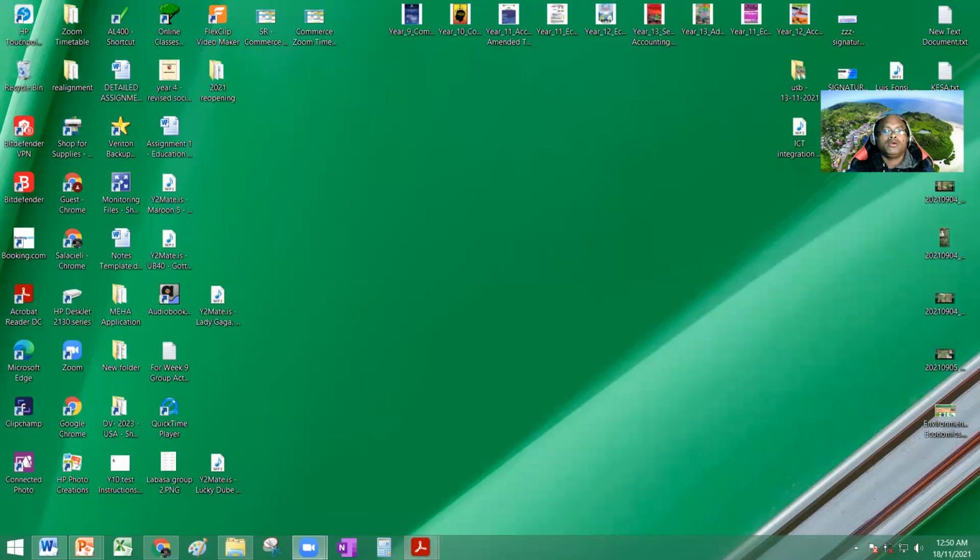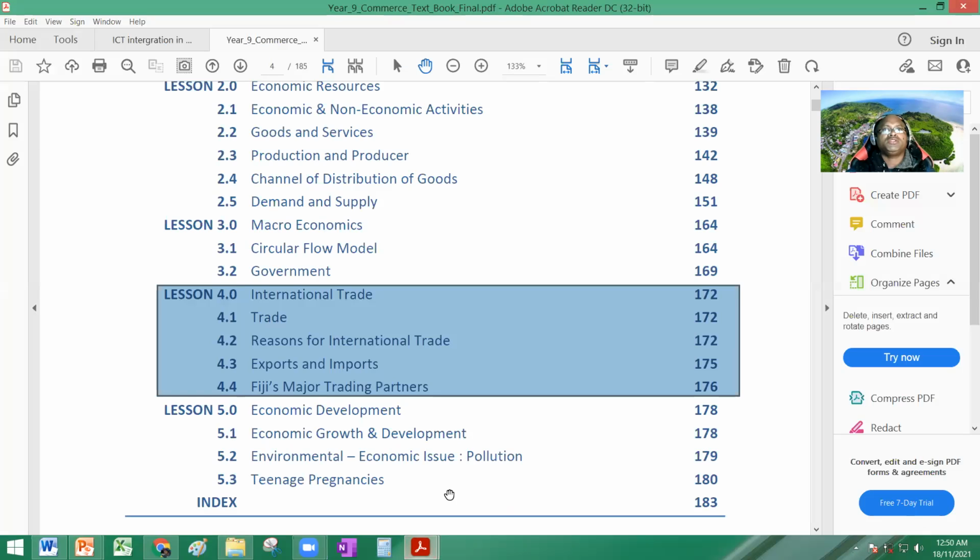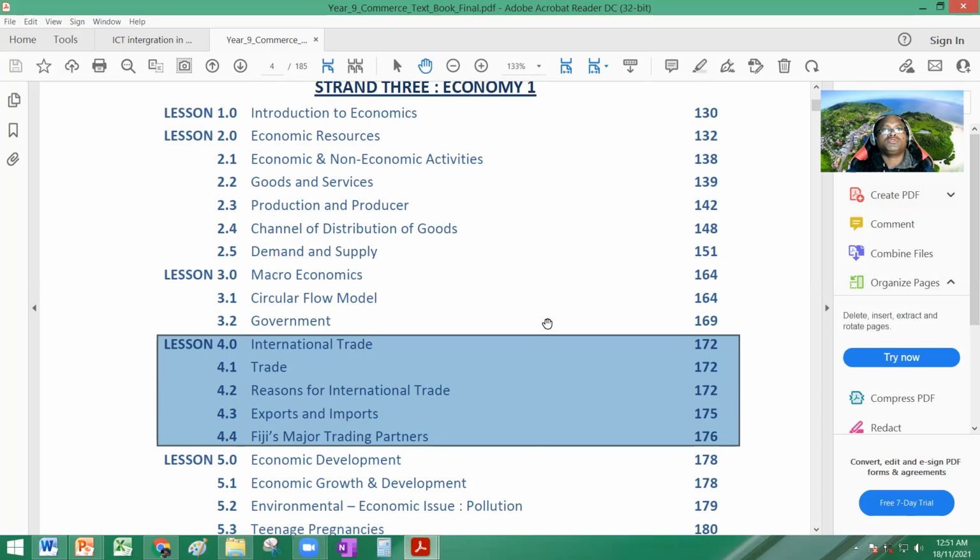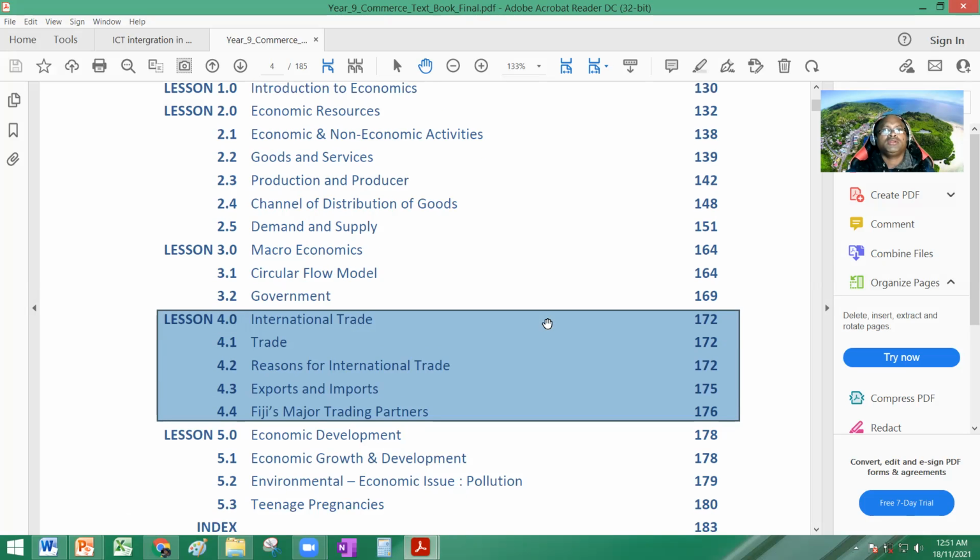If you look at your textbook, page number 4, you will find the table of contents for strand number 3, lesson 4.0 to 4.4. That will be our coverage in this session. It's on page 172, right down to 176. And with that, we will be looking at the notes.